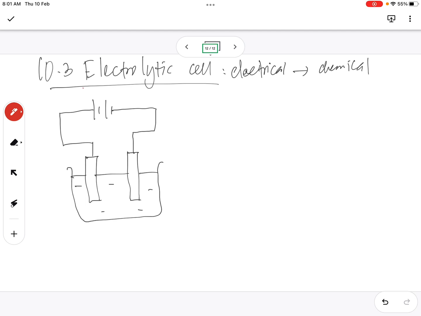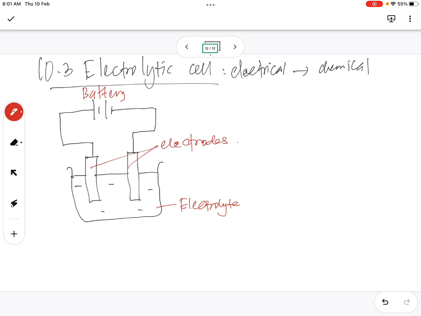So this is our battery. That's why we said we convert electrical energy to chemical energy. This will be our electrolyte. Later we see example of electrolyte. And then this will be our electrodes.